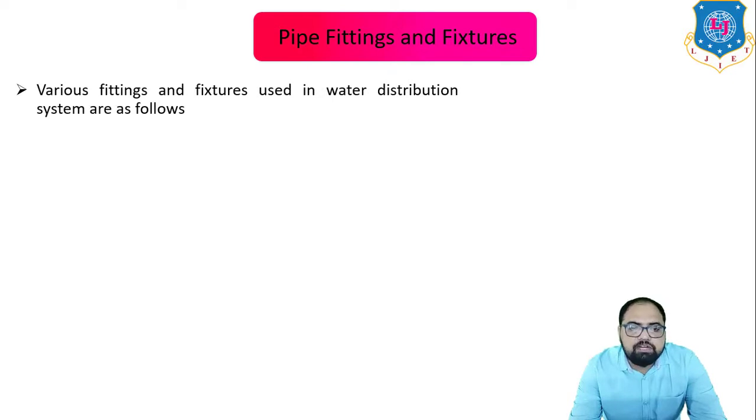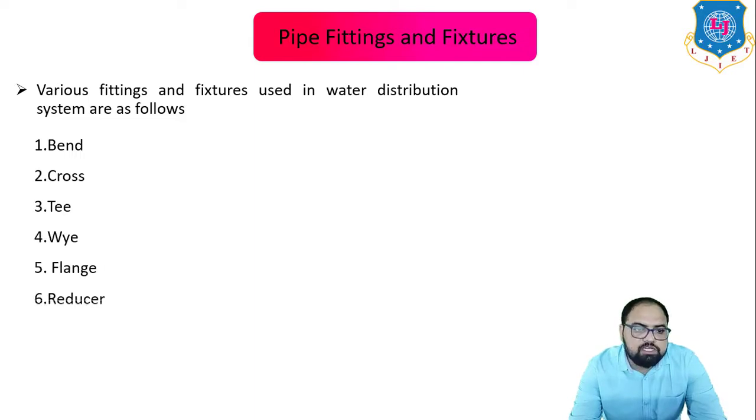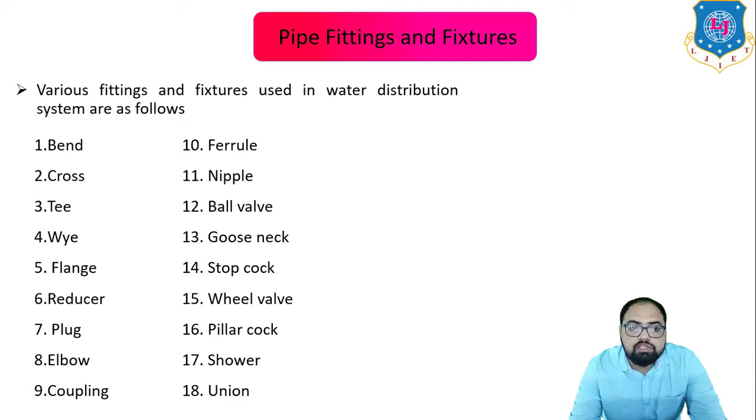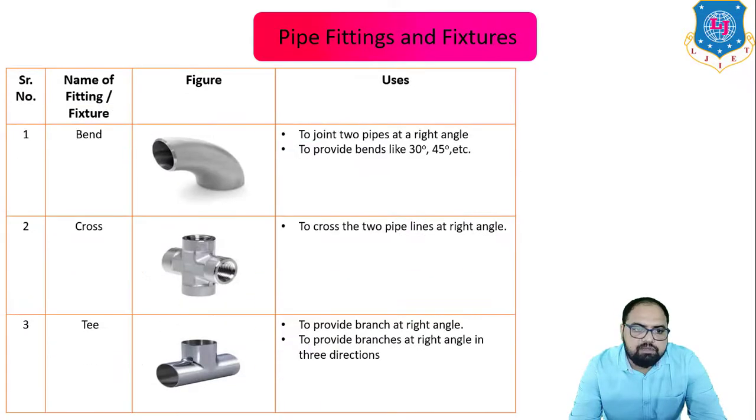So various fittings and fixtures which are used in water distribution are, you can see the number of list is here. The first is the band, cross, T, way, flange, reducer, plug, elbow, coupling, ferrule, nipple, ball valve, gooseneck, stopcock, wheel valve, pillar cock, shower, union. These all fittings and fixtures are used in distribution of the water. Let's discuss one by one. So first is the band.